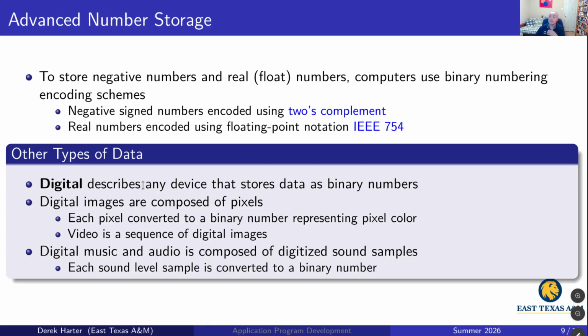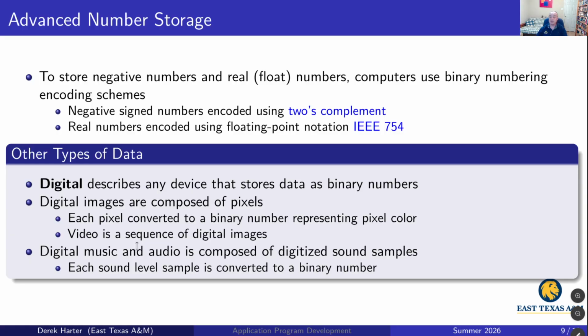Digital data describes any kind of device that stores data as binary numbers, right? So there are encodings and standards for images. These are like your JPEG and your PNG images. Those are a standard for how you represent the pixels in an image, convert that to a binary number to represent the color value. And video is really just a sequence of digital images, right? So if you display 30 images in a row per second, you will get the illusion of video.